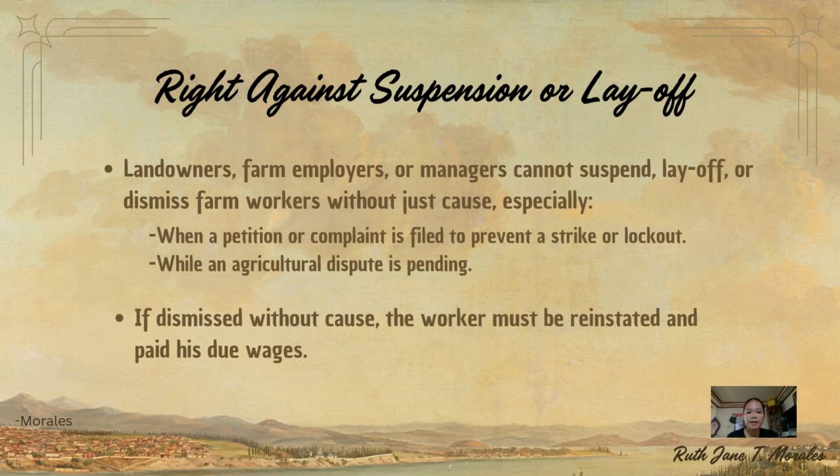So next we have the right against suspension or layoff. Under this law, landowners or farm employers cannot just remove or suspend workers without a valid reason. This is especially true when workers have already filed a complaint or when there's a dispute being handled by the Department of Labor. If it's proven that a worker was unfairly suspended or fired, the court can order the reinstatement and require the employer to pay the wages that the worker lost. This helps to protect workers from unfair treatment or sudden loss of livelihood.